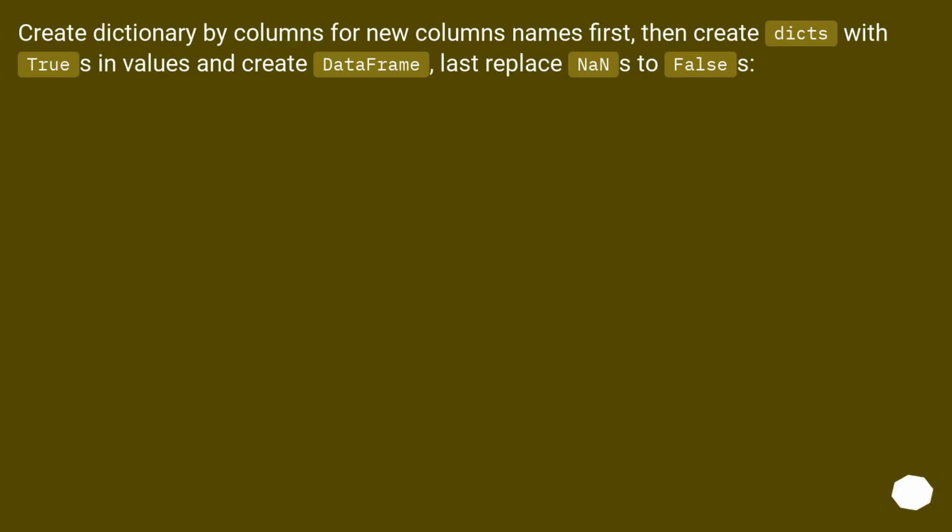Create a dictionary by columns for the new column names first, then create dicts with Trues and values and create the data frame. Last, replace NaNs with Falses.